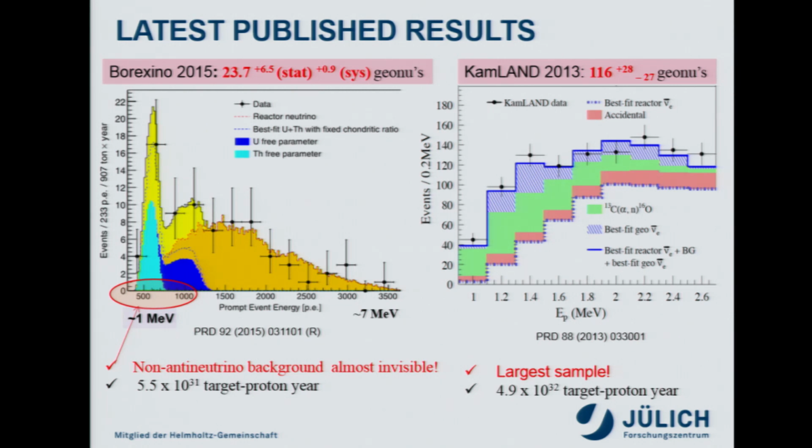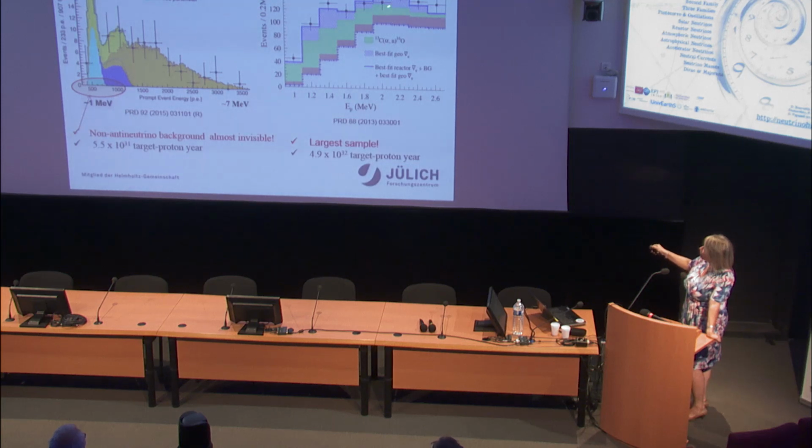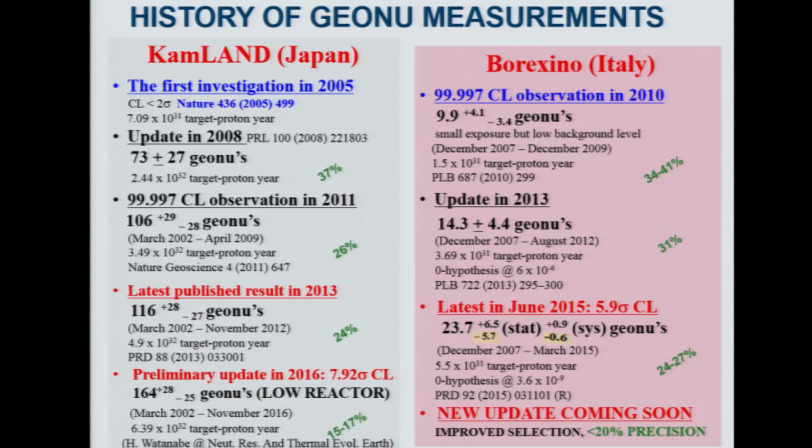I would like to underline that in the case of Borexino, we have just the geoneutrino and reactor contribution, and the non-antineutrino background is invisible here. It's below one event. In the case of KamLAND, we can see the geoneutrino contribution is this blue region. Then we have non-antineutrino background, and the white part are the reactor antineutrinos.